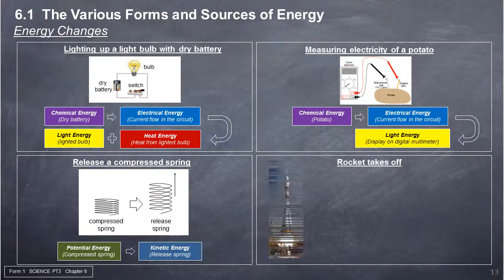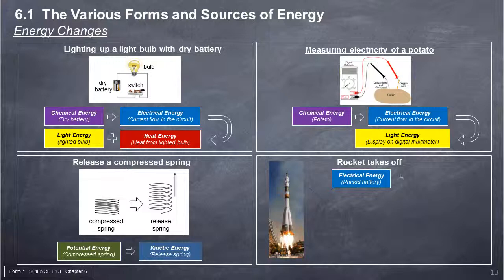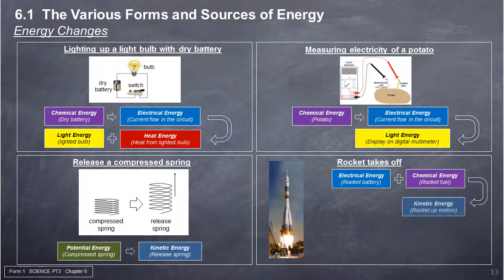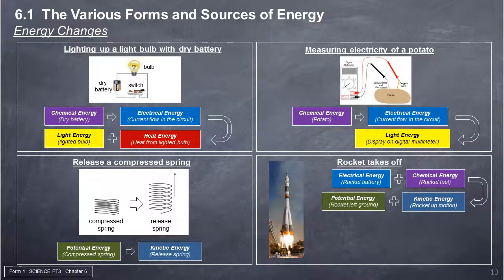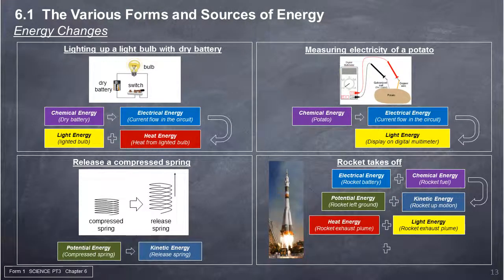Rocket takes off. The energy changes are electrical energy of rocket battery for rocket engine ignition plus chemical energy of rocket fuel change to kinetic energy of rocket up motion plus potential energy of rocket left ground plus light, heat, and sound energy of the rocket exhaust plume.